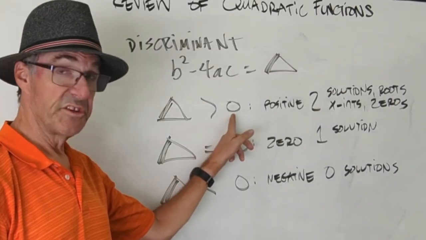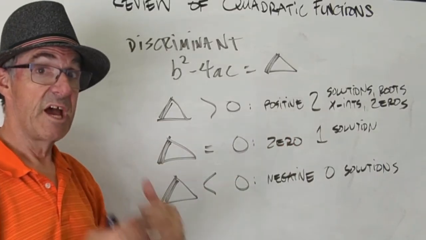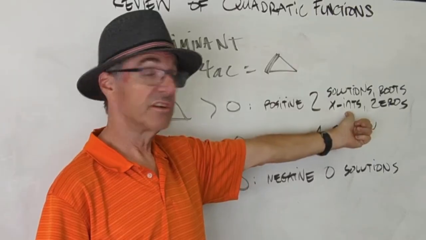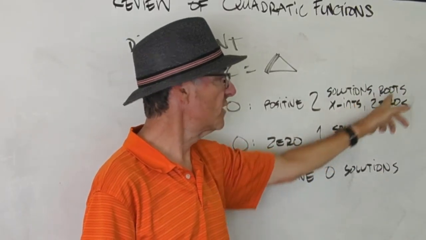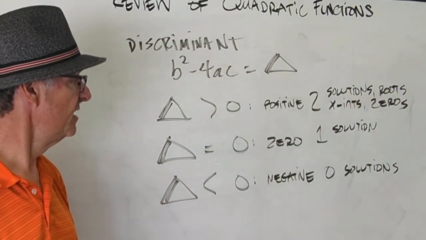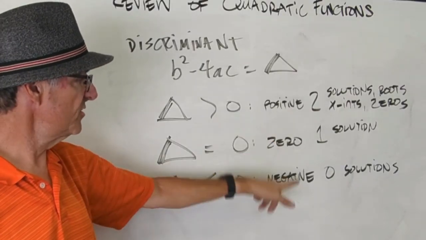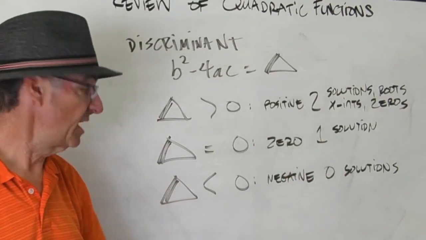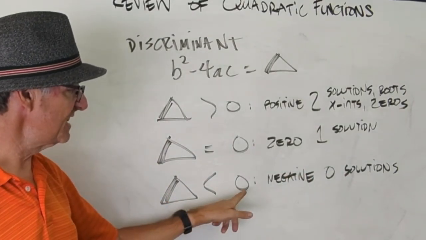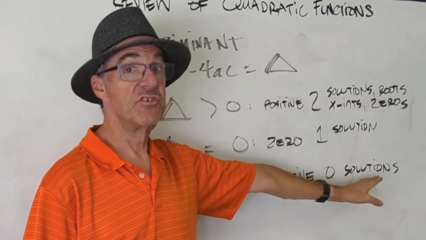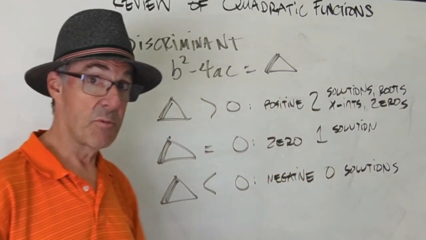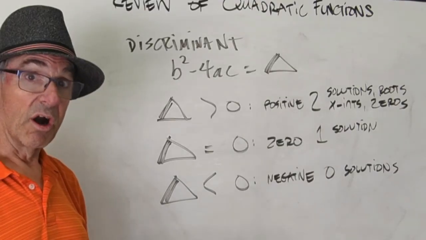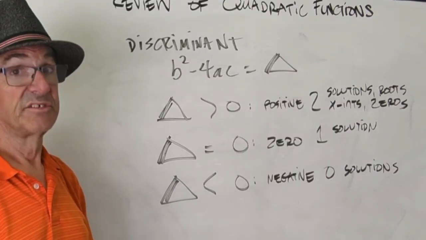If it's greater than 0, it means it's positive, and we have two solutions, also known as roots, also known as x-intercepts, also known as zeros. All four of those vocabulary words mean the same thing. If the discriminant equals 0, then we're neither positive nor negative, we're just 0, and we have one solution, root, zero, or intercept. Finally, when the discriminant is less than 0, it's negative, and we have no solutions. Doesn't mean we have a bad parabola. It just means it does not cross the x-axis, or y is never 0.